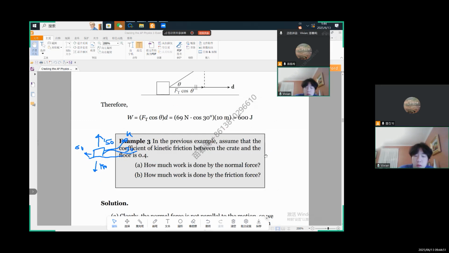How much work is done by the normal force? 0, because it's not moving. Yes. How much work is done by friction? How much work is done by the friction?